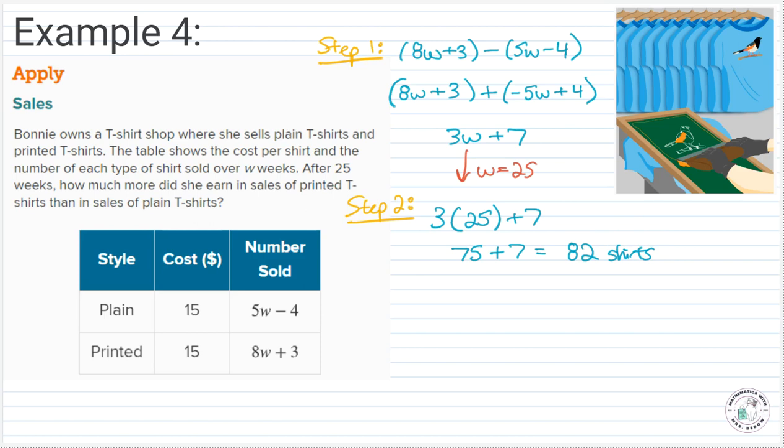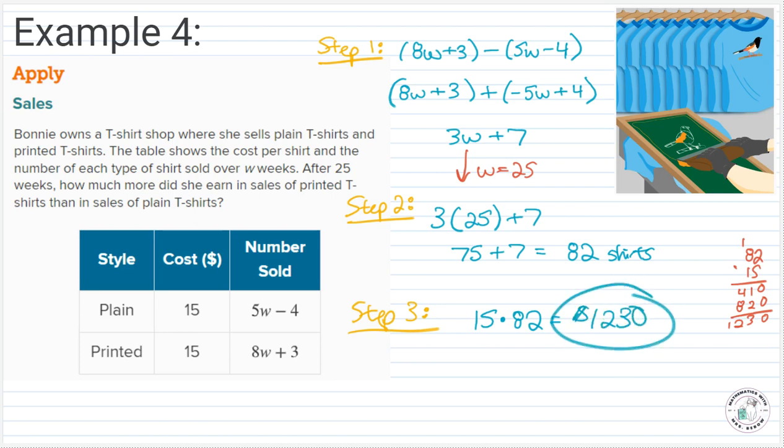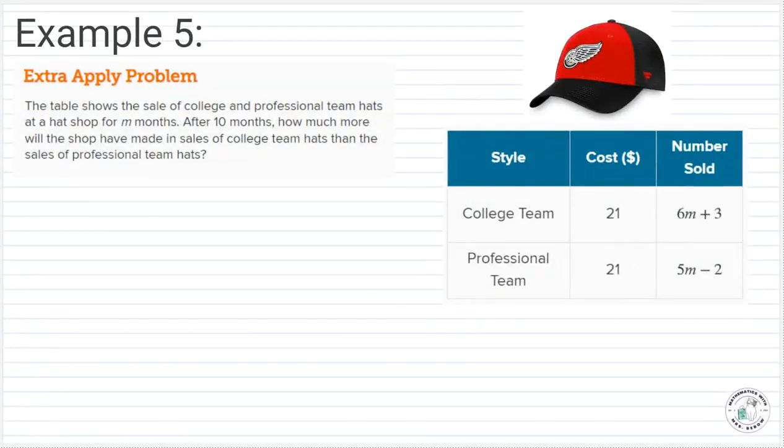So for step 3, now we're going to figure out that cost. So how much more did we actually make because of that difference? Well, again, the cost for each was just $15. So we're just going to write $15 times the 82 shirt difference. Multiplying this out, we write our work off to the side here. We get a final answer of $1,230.